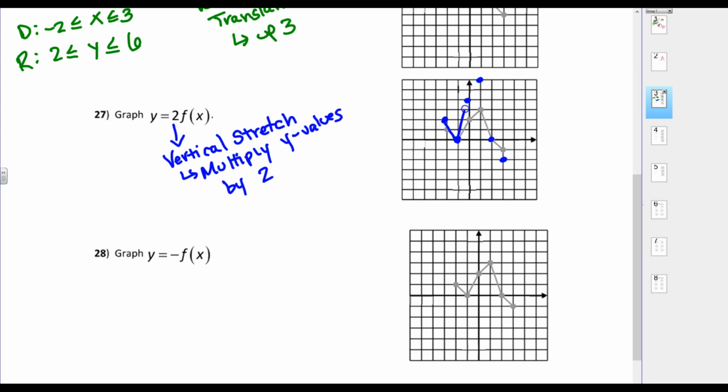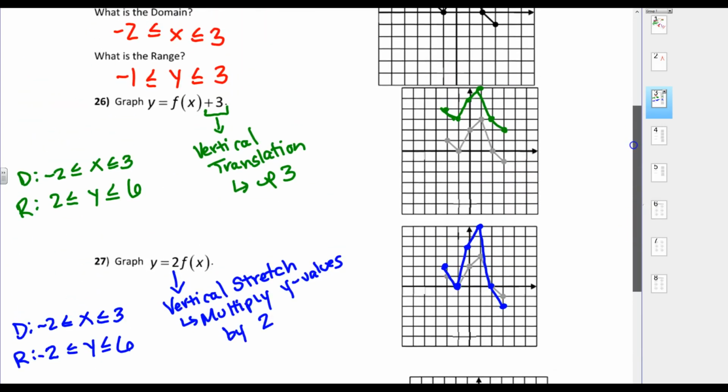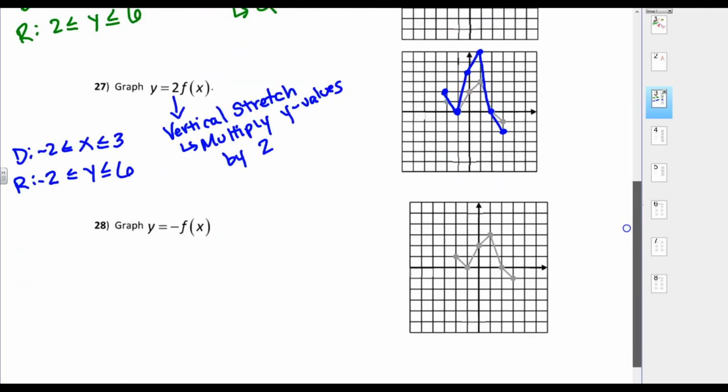So when we connect all of our dots, it looks like our function has been stretched on the vertical axis. So when we now consider the domain, my domain didn't change. I didn't do anything to change the x values. It's still -2 is less than or equal to x is less than or equal to 3, whereas my range is now stretched by 2 units. That was wrong. -2 is my lowest y value, and my highest y value is now 6. So if we're comparing that to the very first one, between -1 and 3, now we're between -2 and 6.